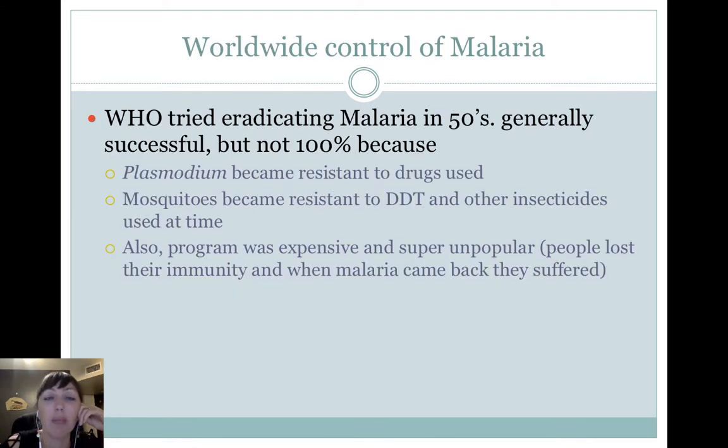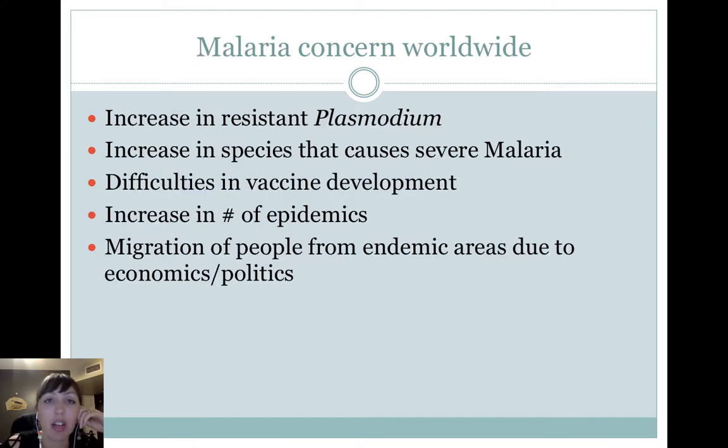Okay, so worldwide control of malaria. The WHO tried eradicating malaria in the 50s. It was generally successful, but not 100%, because Plasmodium became resistant to the drugs. Mosquitoes became resistant to DDT and other insecticides. And also the program was expensive and unpopular because people lost their immunity when malaria came back. So there has been a steady increase in resistant Plasmodium. There's also been an increase in species that cause severe malaria.